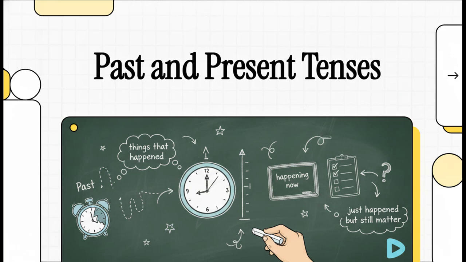Welcome to this explainer. If you've ever found yourself totally tangled up in the timeline of English grammar, well, you're in the exact right place today. We're going to completely demystify time itself, at least grammatically speaking. We'll look at exactly how we talk about things that were happening, things that happened, and things that just happened but still matter right now. So let's jump right in.